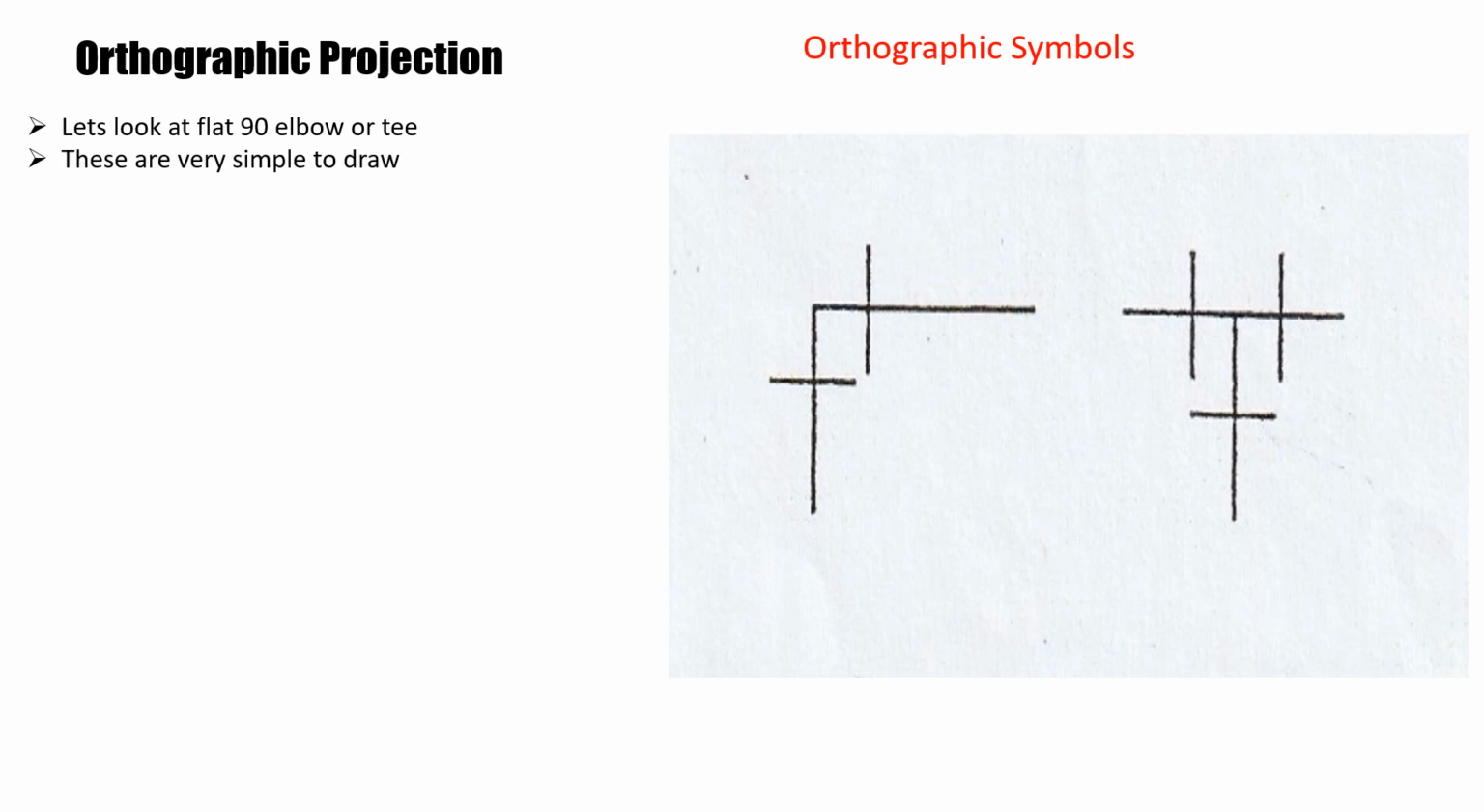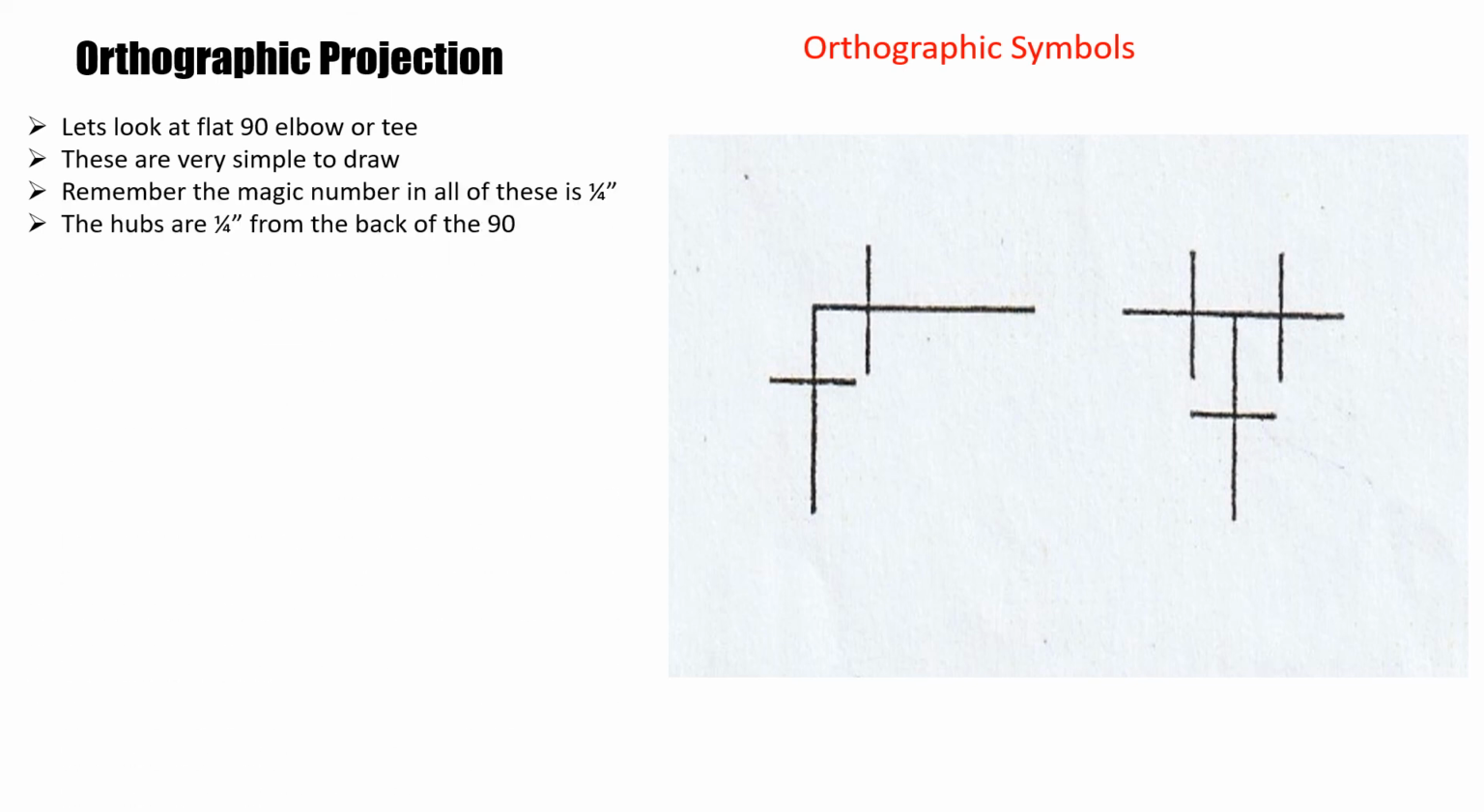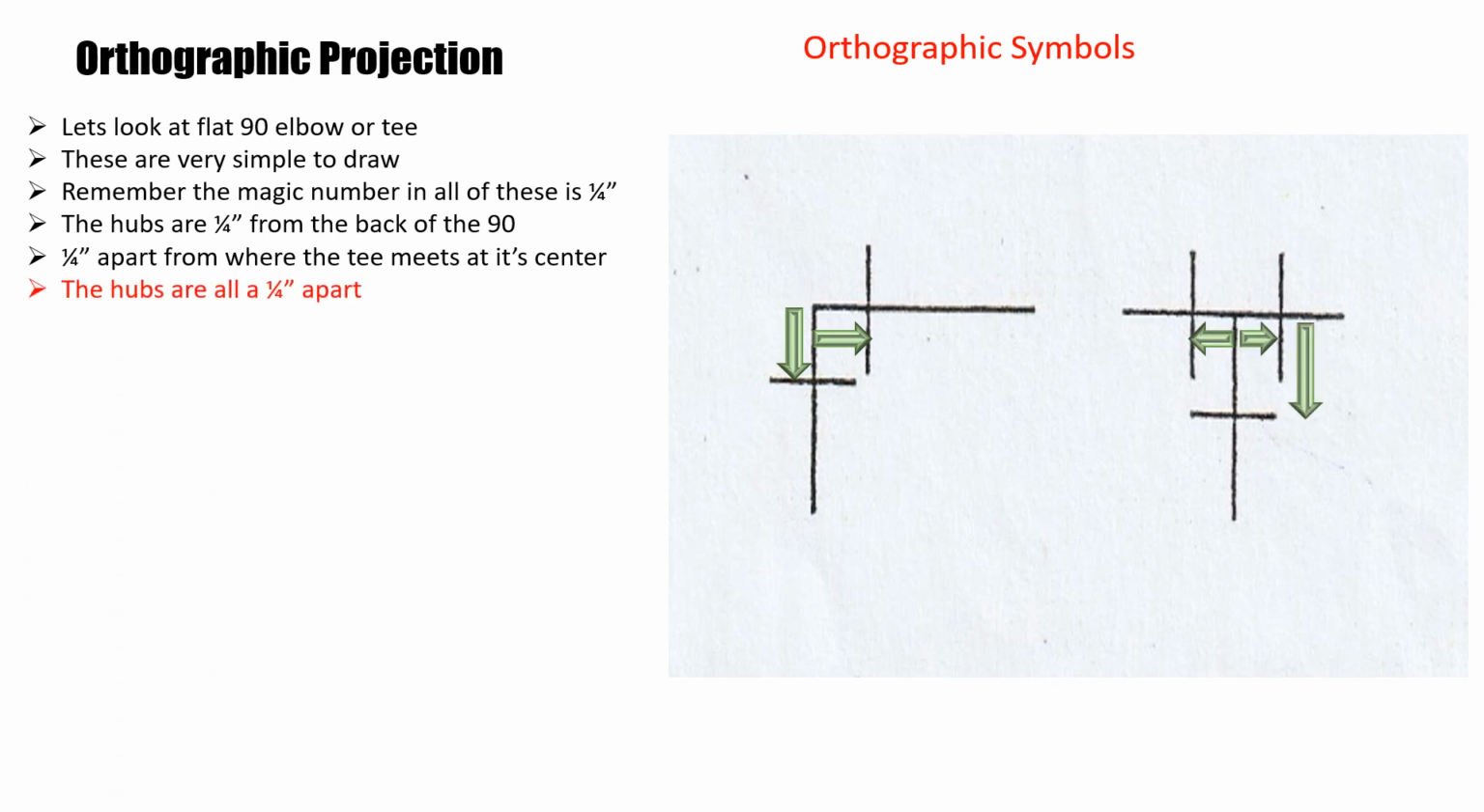So let's look at an elbow or a T, the flat views I like to call them. Very simple to draw. The magic number is 1/4 of an inch. The hubs are 1/4 of an inch from the back of the 90 to the hub. 1/4 inch apart where the T meets at its center. The hubs are all 1/4 of an inch apart. So again, 1/4 of an inch is our magic number.